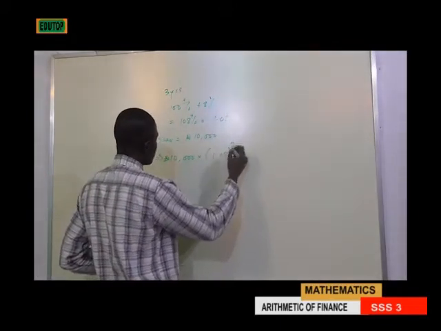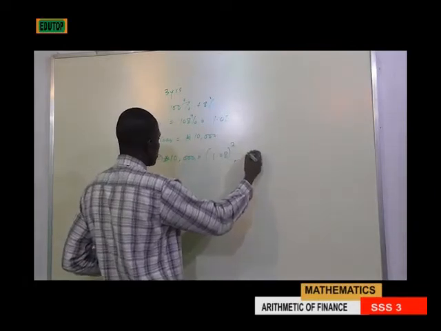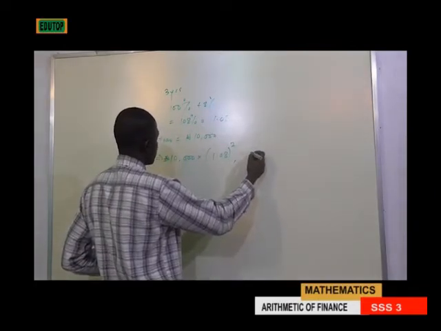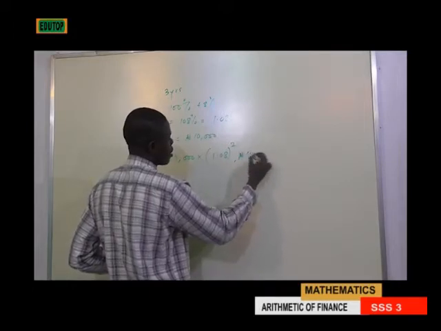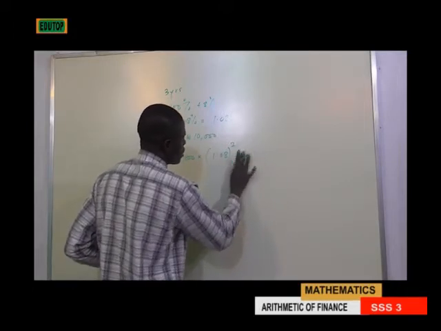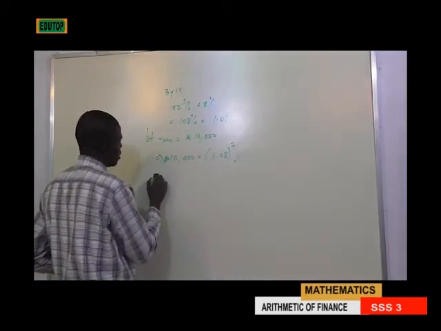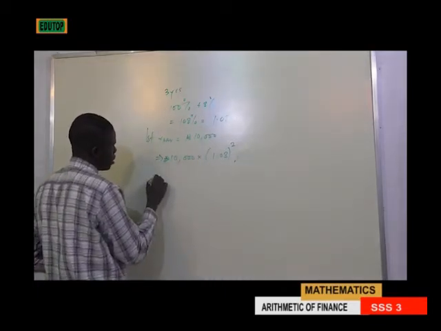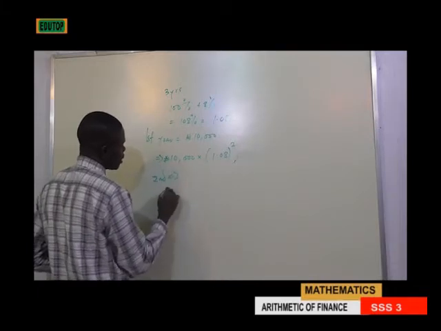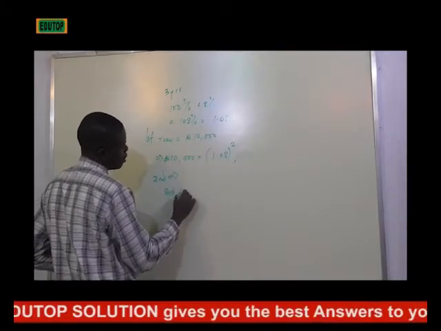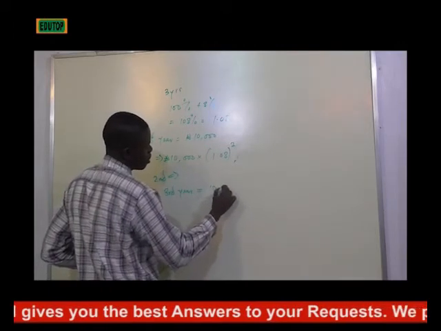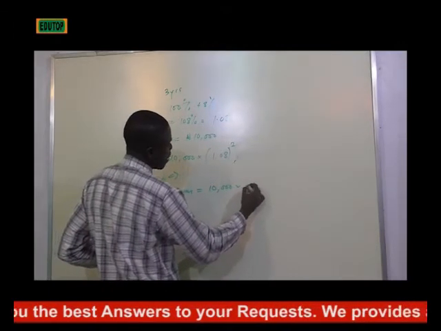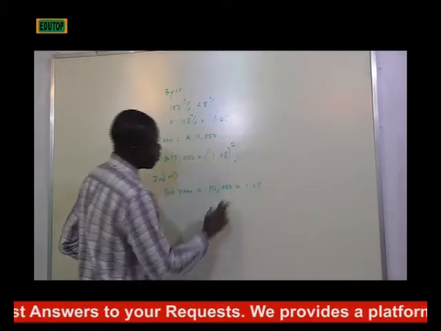Then we have the third year. You will definitely have 10,000 naira. Let me write it this way. So this one is the second year. Then the third year, we are going to have 10,000 multiplied by 1.08 at the end of the third year.